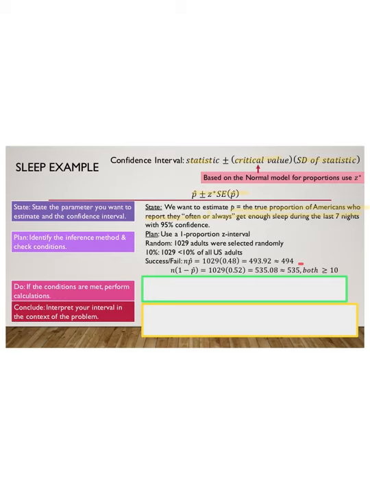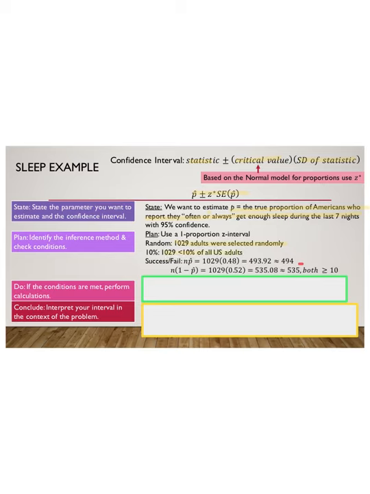For the random check, remember you have to look up in the story and make sure it's a simple random sample. So it says in the story, in the foundation's random sample of 1,029 U.S. adults, so that is good, right? We already know these were randomly selected. 1,029 is less than 10% of all U.S. adults.